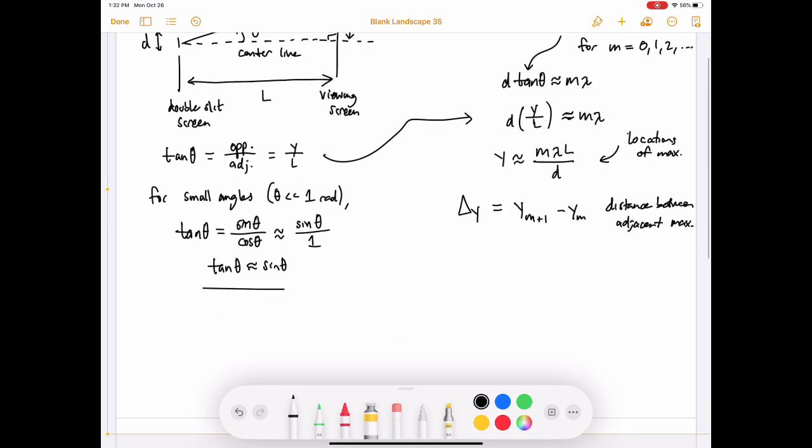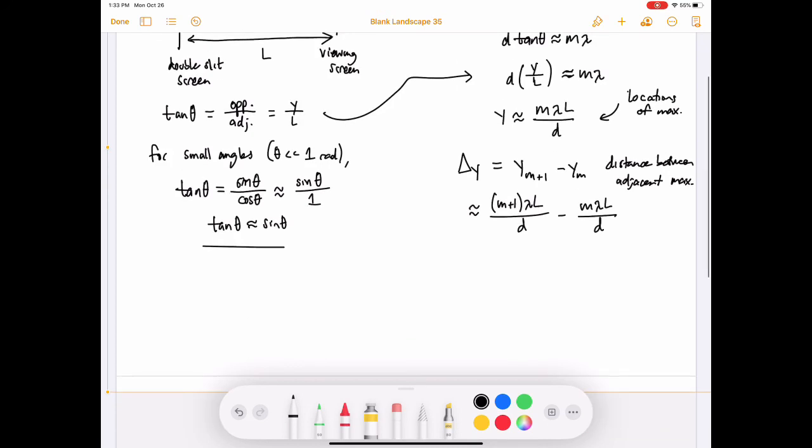Okay, so this would be approximately equal to, given what we just worked out, (m plus 1) lambda L over d minus m times lambda L over d. And so if we pull out the lambda L over d, then we'll just have m plus 1 minus m in the brackets, which is just equal to 1. So this proves what we were trying to show, that delta y is approximately equal to lambda L over d as long as we have small angles.